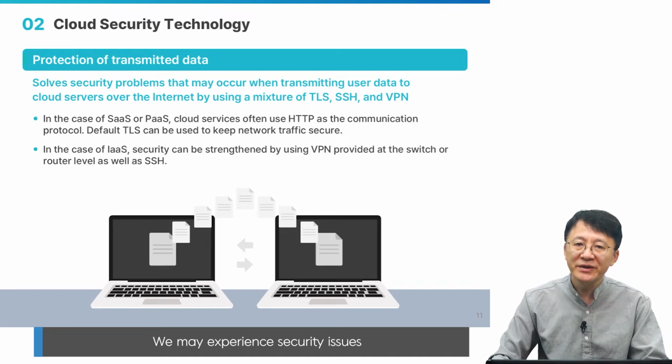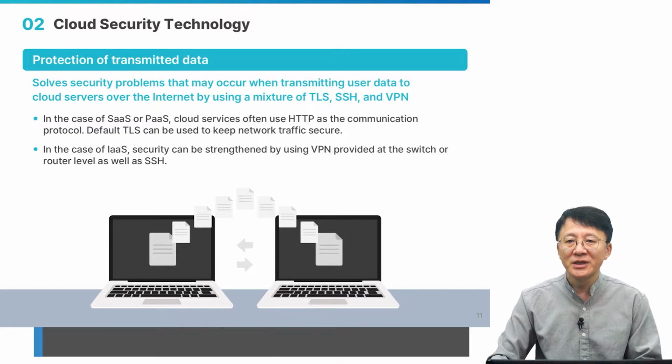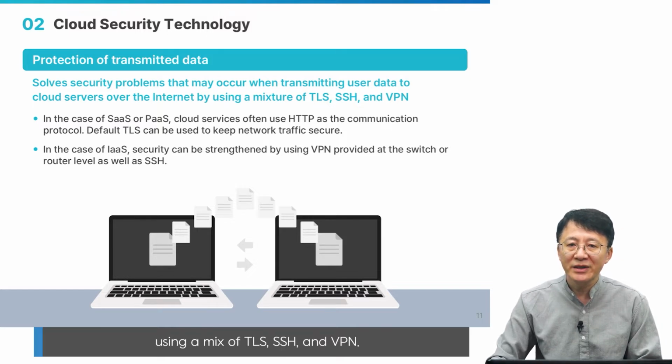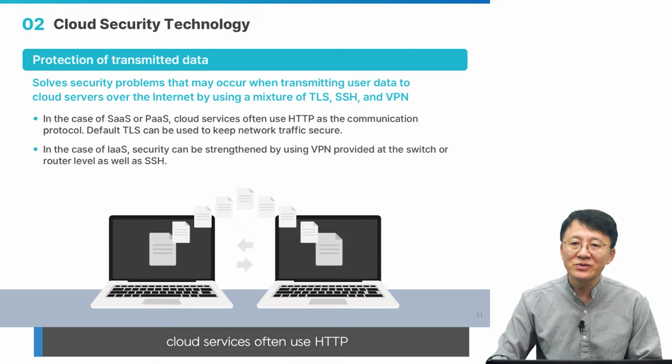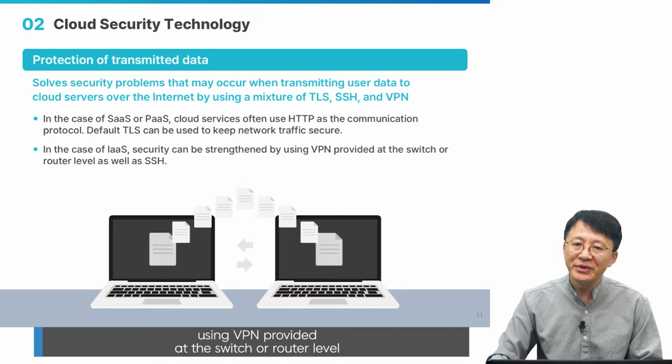We may experience security issues when sending user data to a cloud server over the internet. These issues can be solved using a mix of TLS, SSH, and VPN. In case of SaaS or PaaS, cloud services often use HTTP as a communication protocol. In case of IaaS, security can be strengthened using VPN provided at the switch or router level, as well as SSH.